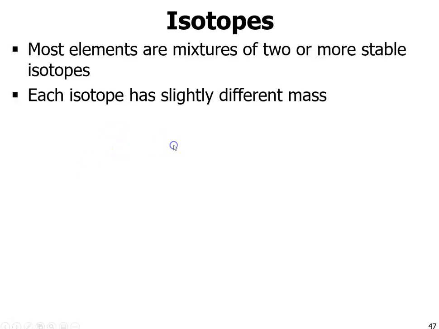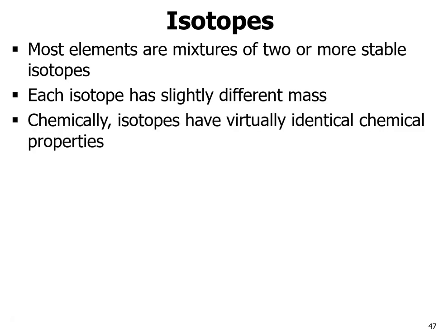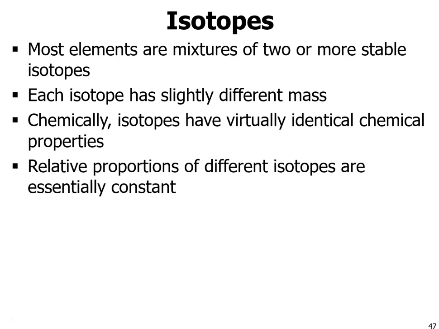Now I'd like to spend a little more time discussing isotopes and what they can do. Most elements are mixtures of 2 or more stable isotopes. Each isotope has a slightly different mass because they have different numbers of neutrons. But even with different masses, they're chemically identical. They have the same chemical properties, the same types of reactivities. Everything's the same besides their mass. And the relative proportions of different isotopes are essentially constant.